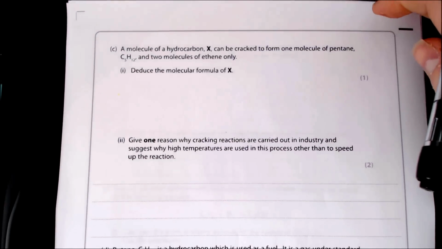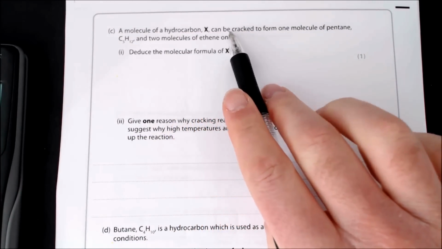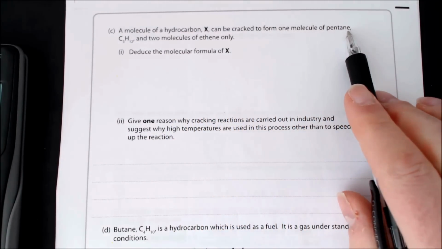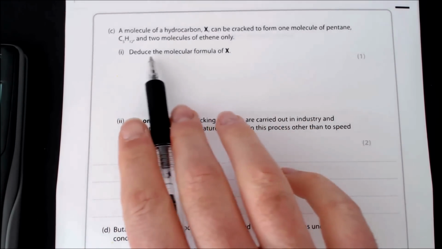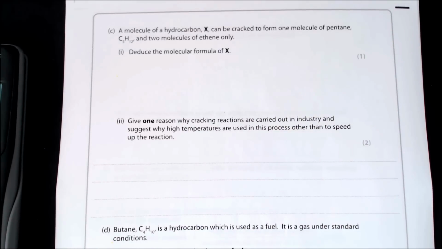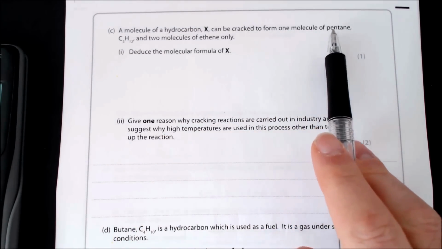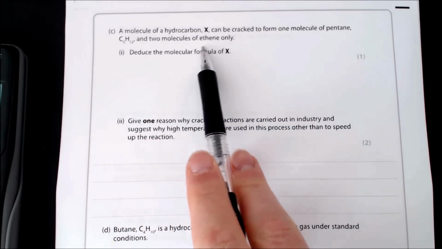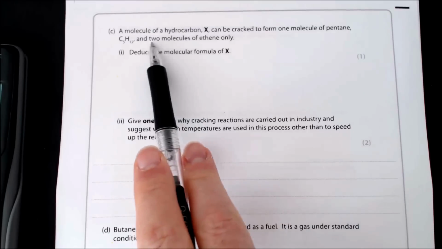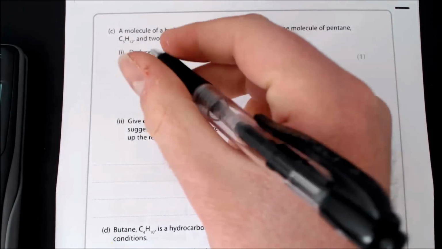Okay, so this is part C. It says a molecule of a hydrocarbon X can be cracked to form 1 molecule of pentane, C5H12, and 2 molecules of ethene only. Deduce the molecular formula of X. Right, so how you need to work this out is basically look at the products you've made and count the number of carbons. So pentane has 5 carbons, 2 molecules of ethene. Ethene has 2 carbons in. We've got 2 of them, that means we've got 4 carbons. So 4 plus 5 gives 9.